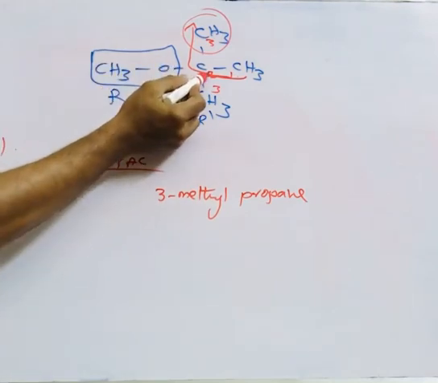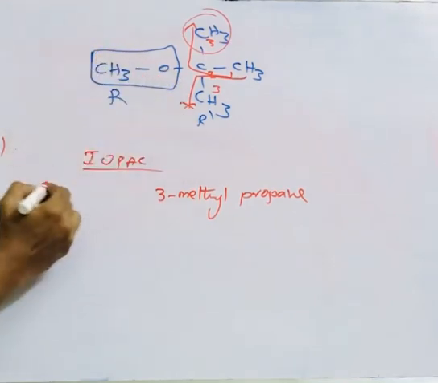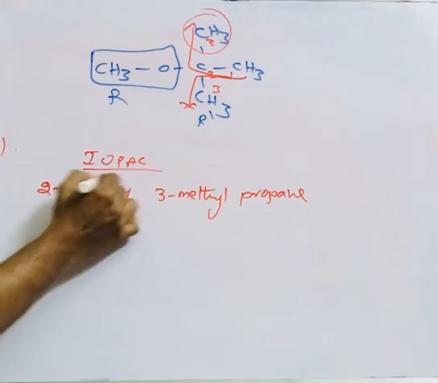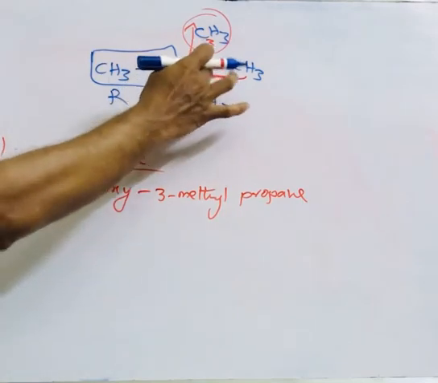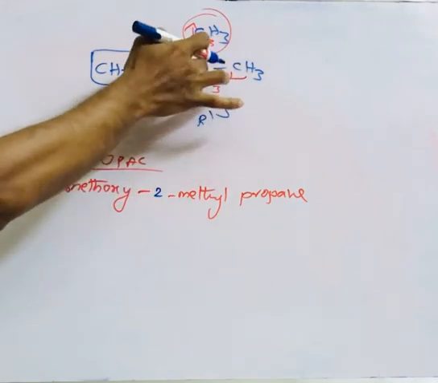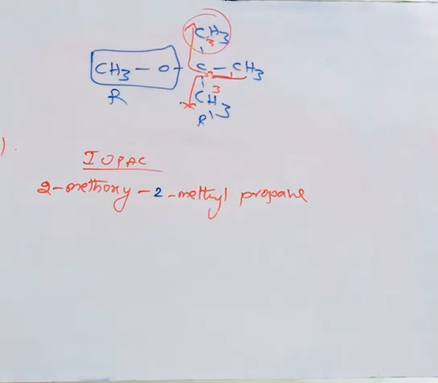Then this needs to be written as alkoxy. What position is it at? The second carbon. So at 2, the alkoxy is methyl, so methoxy: 2-methoxy. It is the second position, and at the second position I also have a methyl group. So 2-methoxy-2-methyl propane. That is the IUPAC name for that particular compound.